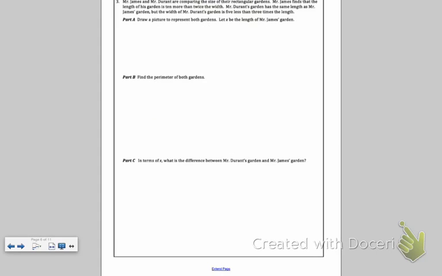Okay, I know this has been a really long problem, but bear with me, guys. We are almost done. So for part C, in terms of x, what is the difference between Mr. Durant's garden and Mr. James's garden? So that word difference tells us that we are going to be subtracting our gardens here. So specifically, we're looking for the difference of Mr. Durant and Mr. James's. So Mr. Durant's garden was represented by 16x plus 70 minus the perimeter of Mr. James's garden, which was 6x plus 20.